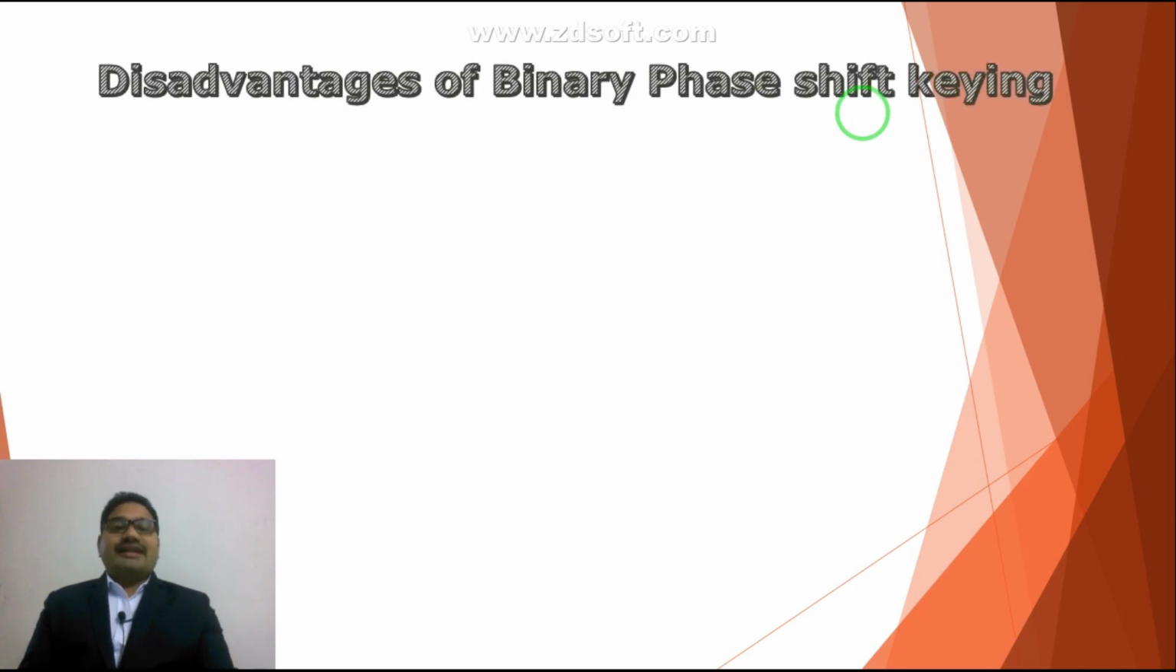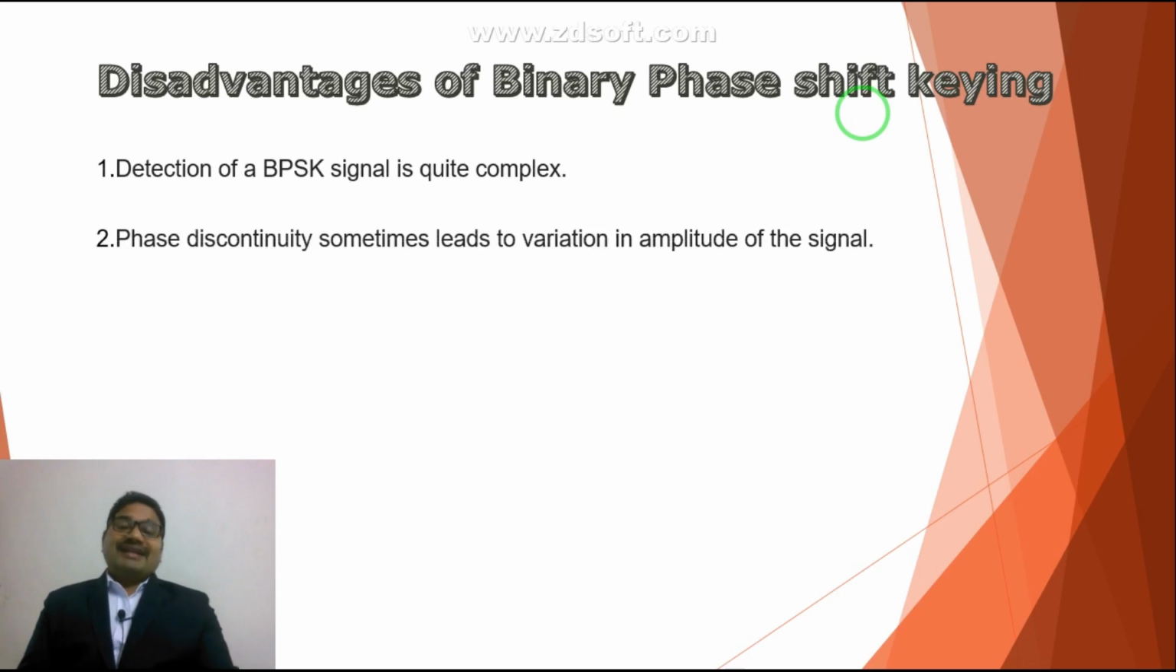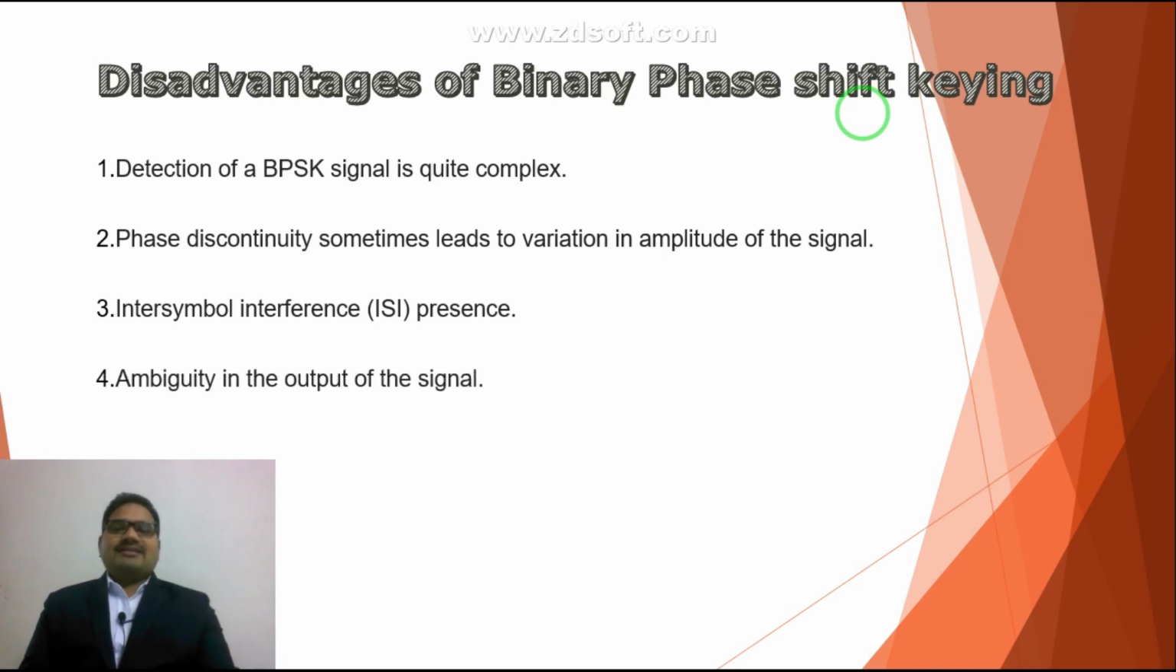Moving towards the disadvantages of binary phase shift keying. Detection of the BPSK signal is quite complex. Phase discontinuity sometimes leads to variation in the amplitude of the signal. Second, intersymbol interference, ISI, is present, but it could be reduced by using filters. And last is ambiguity in the output of the signal.